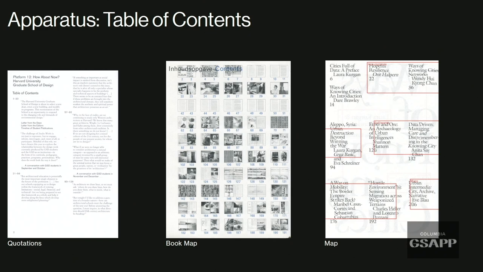On the far right, a book that was just published by Columbia Books on Architecture in the City called Ways of Knowing the City.